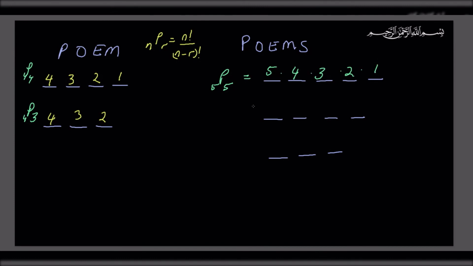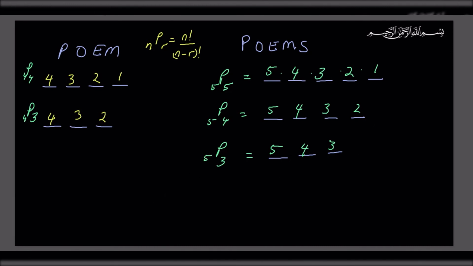If you were only picking 4 letters out of the 5, you would have 5 options for the first one, 4 options for the second one, 3 options for the third spot, and 2 options for the fourth spot. So this is like permutation of 5, choose 4. And finally, if you're only picking 3 letters, you would have 5 options for the first one, 4 options for the second one, and 3 options for the third one. So this is like permutation of 5, choose 3.